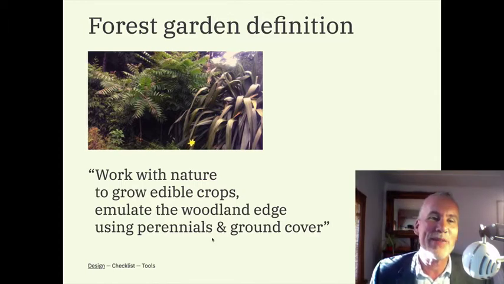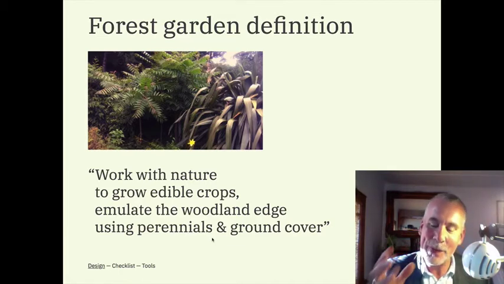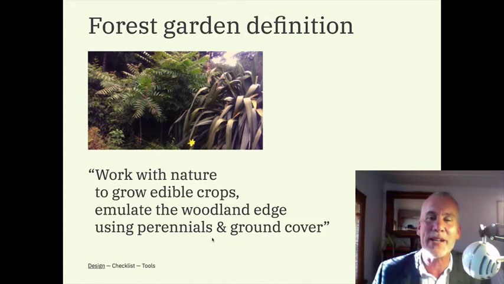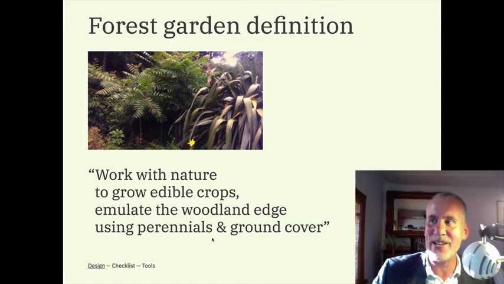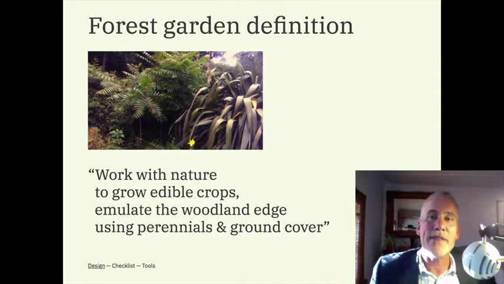So we're working with nature to grow edible crops. And what underpins it for me is that it's about creating an ecosystem. So it is working with nature, and you are growing native plants where possible within a forest garden, because you want to create that ecosystem. And the other characteristics are that it's emulating the woodland edge, and you're using perennials like trees and permanent ground cover. This is one particular take on the definition for a forest garden. And this is a photograph from Martin Crawford's forest garden down in Devon.